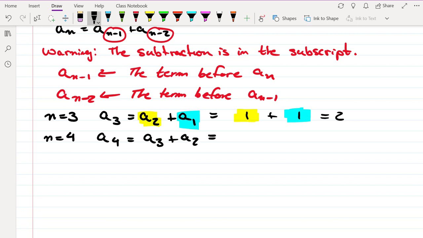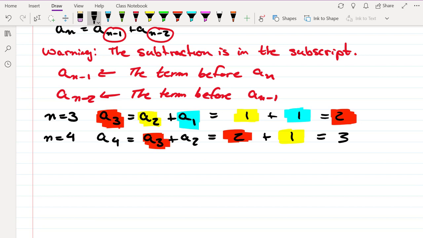Well, now I need to know what a sub 3 is, but a sub 3 was what we found in the previous step. So we know that the value of a sub 3 is 2 plus the value of a sub 2. Well, a sub 2 was one of our seeds that was given originally, and we know its value is 1, so 2 plus 1 gives us 3. Going to our next sequence member, when n equals 5, we get a sub 5 is equal to a sub 4 plus a sub 3.